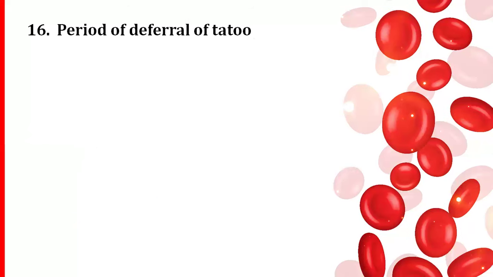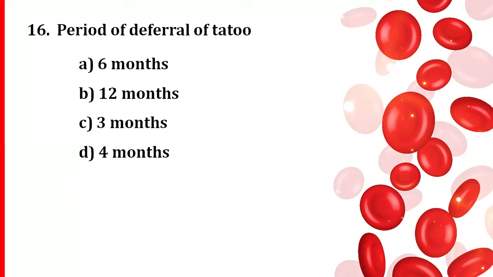Next question. Period of deferral for a tattoo. Deferral means they are not eligible for donation. If any person has a tattoo, how long are they not eligible for donation of blood? Option A, 6 months. Option B, 12 months. Option C, 3 months. Option D, 4 months. Here the right answer is 6 months. If you have a tattoo, you are not eligible to donate blood for up to 6 months.